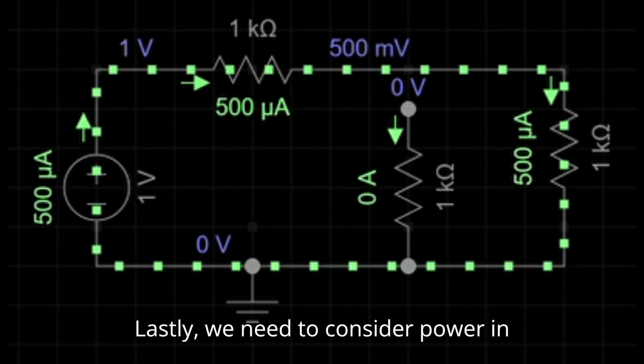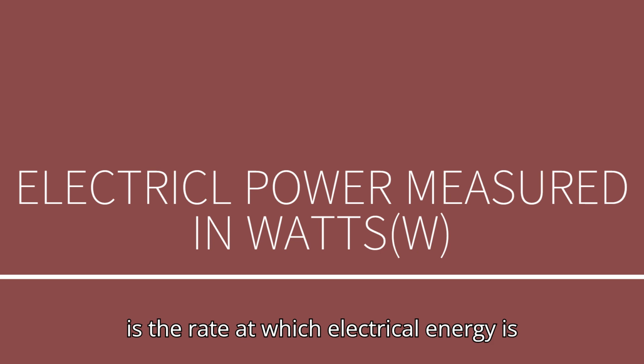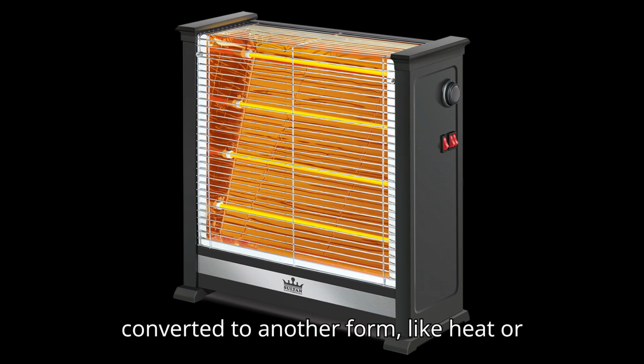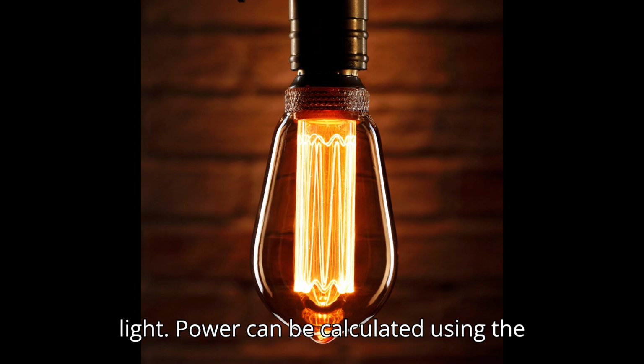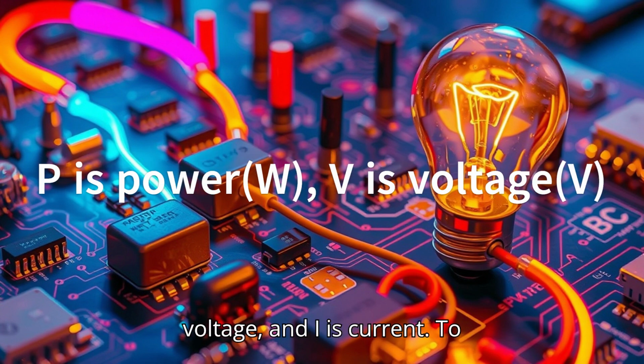Lastly, we need to consider power in circuits. Power, measured in watts, is the rate at which electrical energy is converted to another form, like heat or light. Power can be calculated using the formula P equals V times I, where P is power, V is voltage, and I is current.